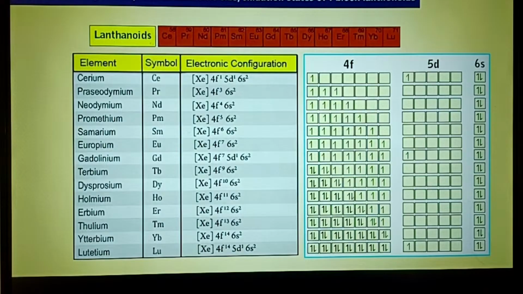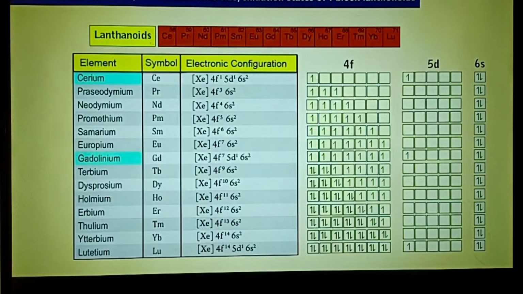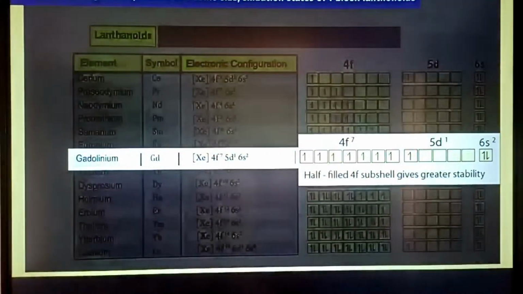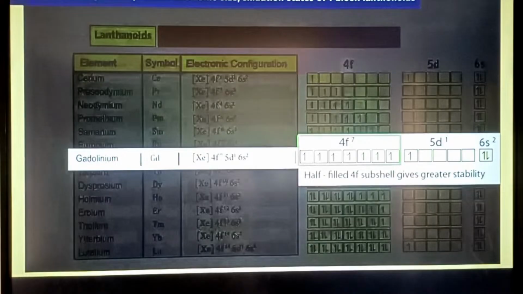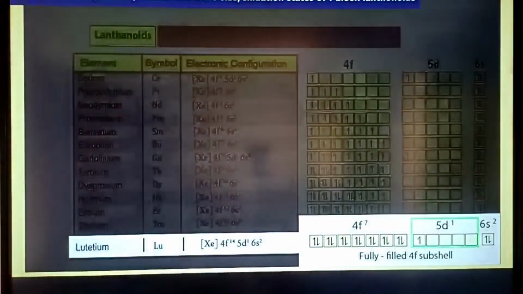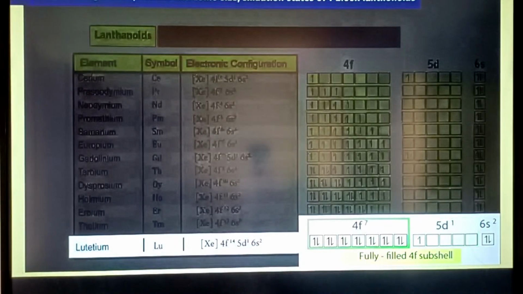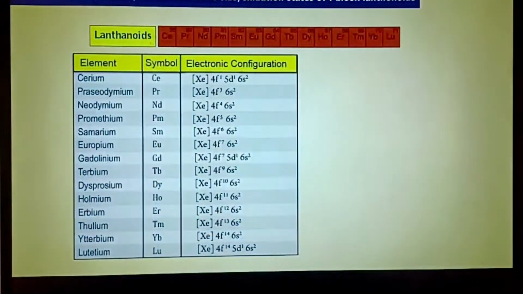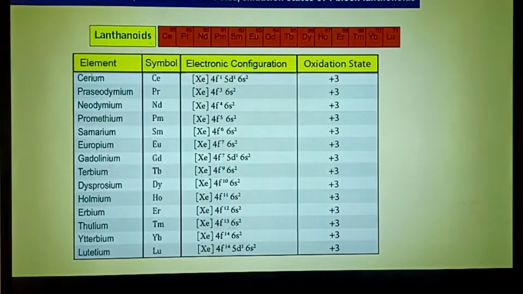However, for most of the elements, except cerium, gadolinium, and lutetium, it is energetically favorable to move the single 5d electron to the 4f level. The reason why gadolinium has a 5d1 arrangement is that this leaves a half-filled 4f subshell, which gives greater stability. Lutetium has a 5d1 arrangement because the f subshell is already full. The lanthanoids are characterized by the uniform +3 oxidation state shown by all the metals.